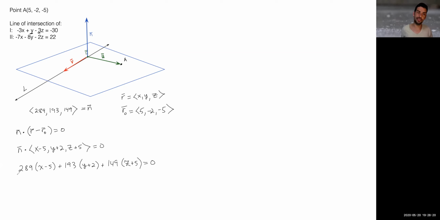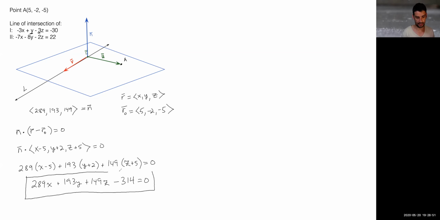And this is a perfectly acceptable equation of a plane. You could also expand these things and write this as 289x plus 193y plus 149z minus 314, I believe is what I got, equal to 0. Some people put the 314 on the other side. It doesn't really matter. And that is the equation of the plane containing the line of intersection and that point we were given.